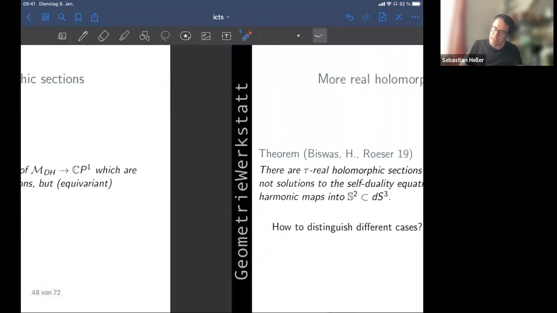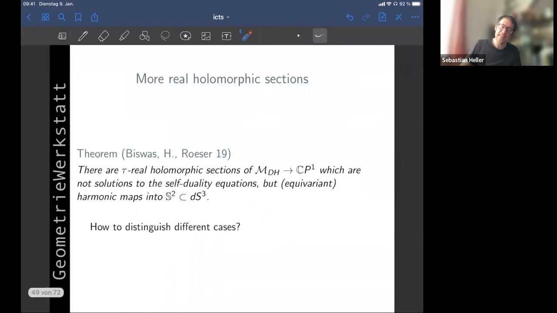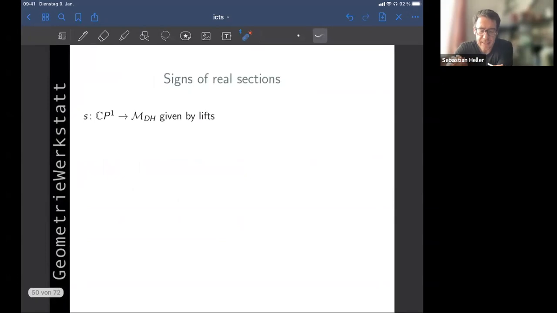So a natural question then is how to distinguish these different cases. Particularly the case of singular self-duality solutions, and non-singular self-duality solutions, the standard ones, but also these real solutions which go into de Sitter space. And the way you do that is by associating signs to real holomorphic sections. So this works as follows.